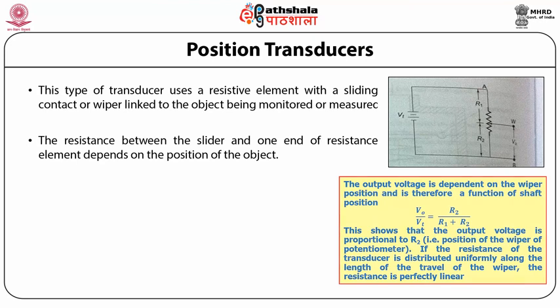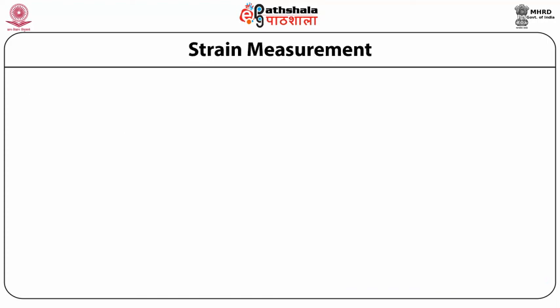That is, here the output voltage is dependent on the wiper position and is therefore a function of shaft position, that is V0 by Vt equal to R2 by R1 plus R2. This shows that the output voltage is proportional to R2, that is the position of the wiper of the potentiometer. So if the resistance of the transducer is distributed uniformly along the length of the travel of the wiper, the resistance is perfectly linear. Let us now discuss how to measure the strain.